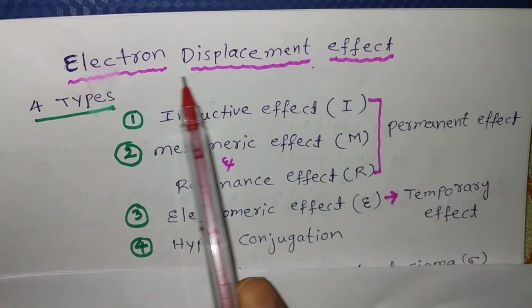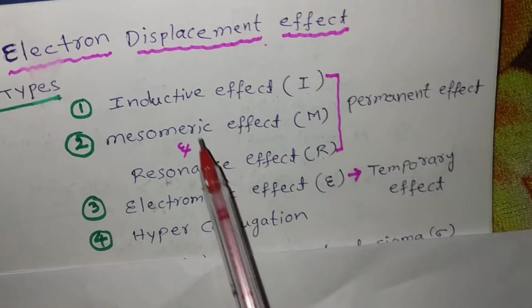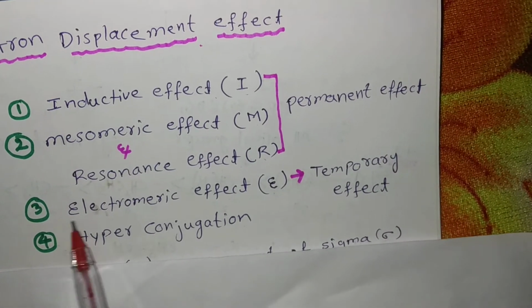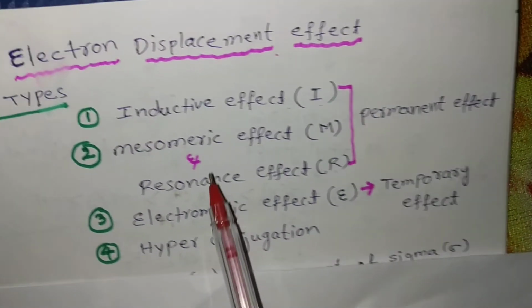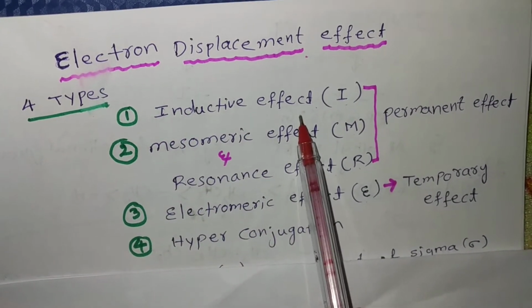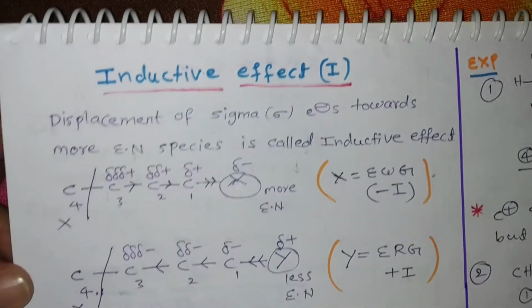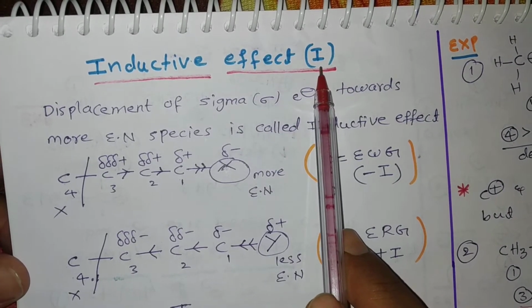They explain the electron displacement. Of the four types, the first two are permanent effects and the third one is a temporary effect. Now let's discuss the inductive effect. Simple tricks. Inductive effect is represented by I.